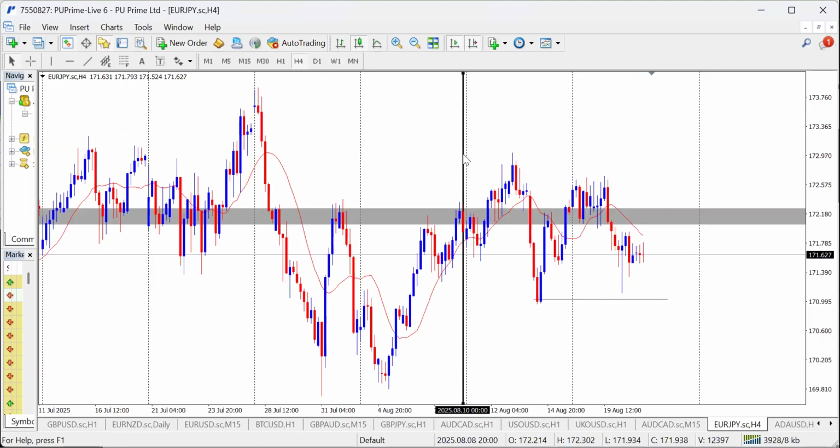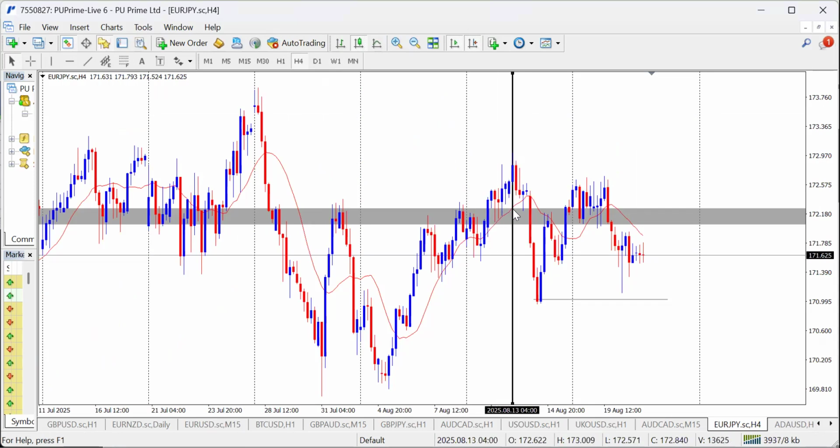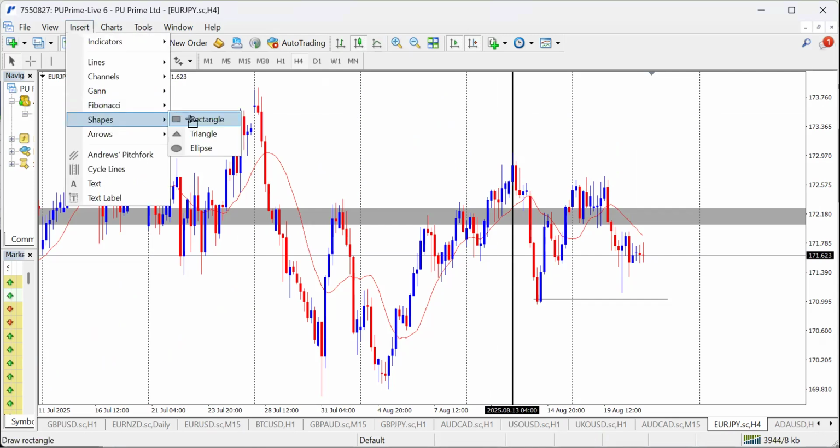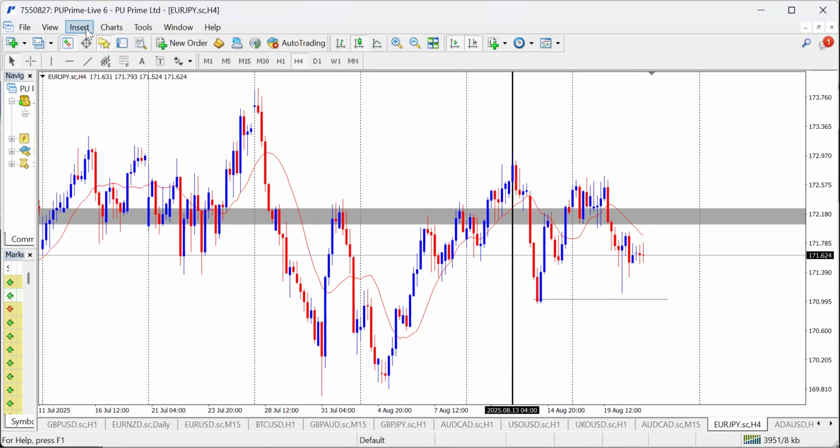Oh, okay. Sorry. So we've had a break. Meaning that for Euro JPY, we are going to be bearish. We should not look towards buying Euro JPY. We should look towards selling Euro JPY.